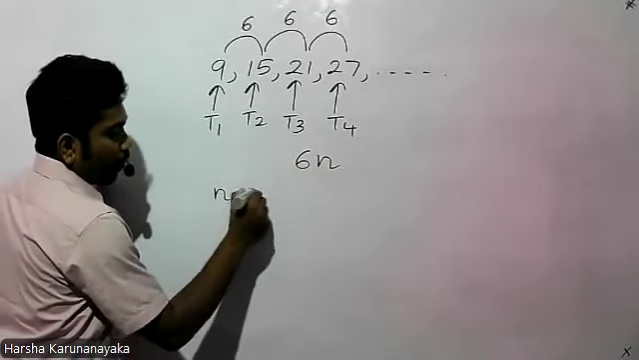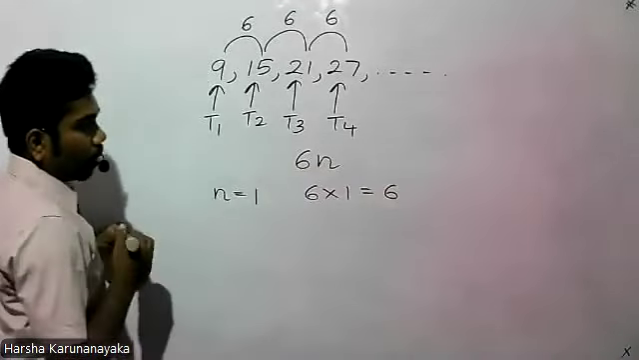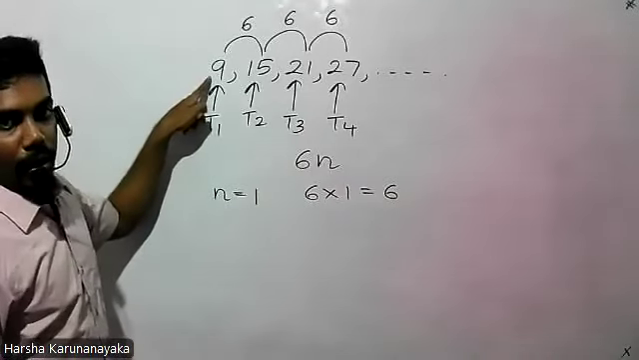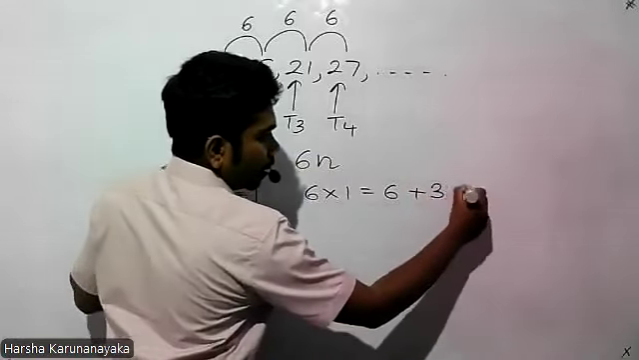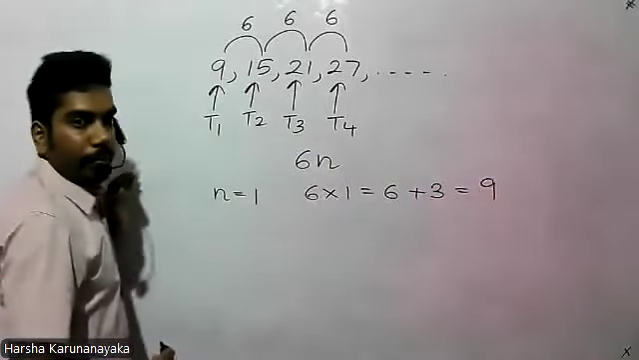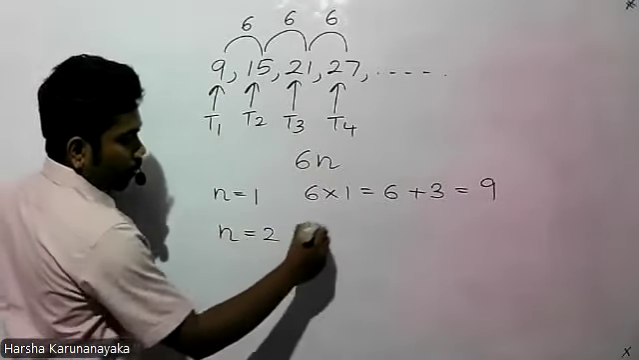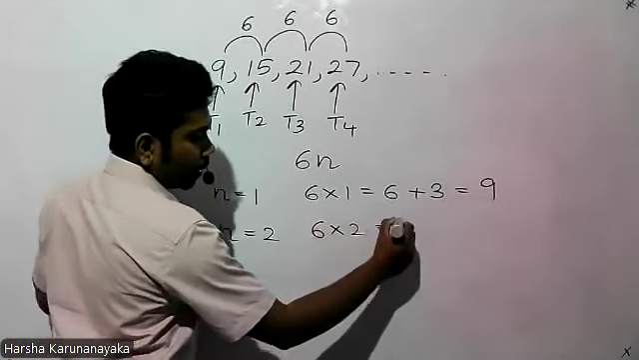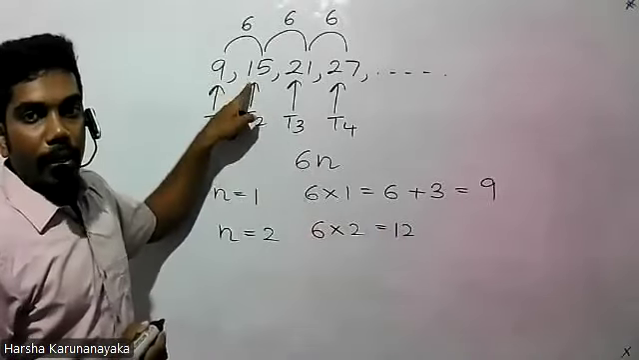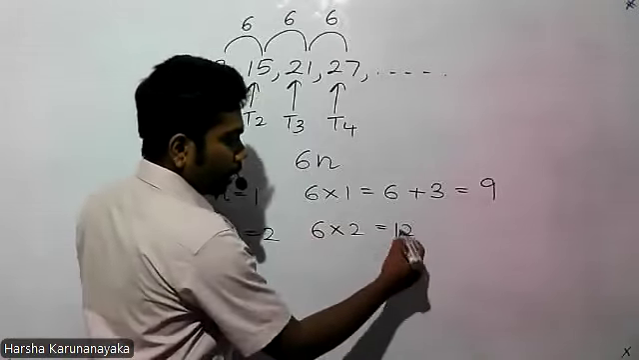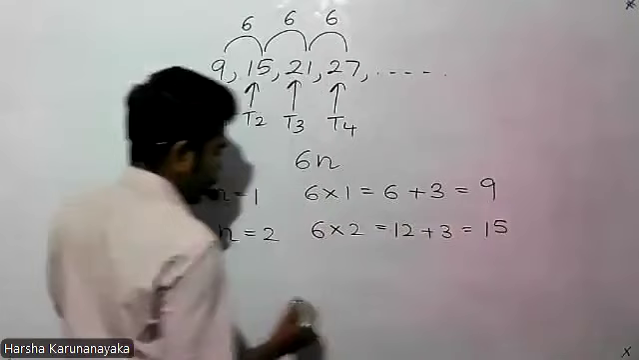When I give 1 for n, 6 into 1 equals 6. But our actual first term is 9. So we have to add 3 here. 6 plus 3 is 9. When I give n equal 2, 6 into 2 equals 12. But the actual second term is 15. Then 12 plus 3 equals 15.